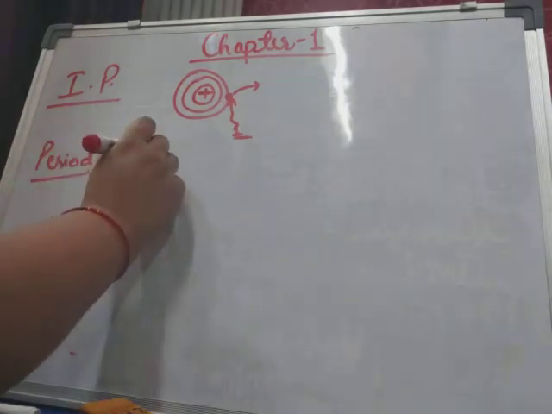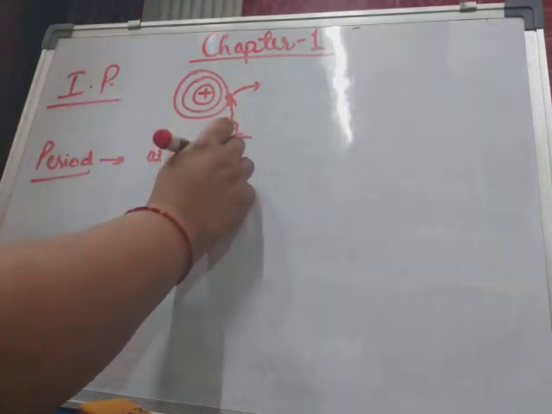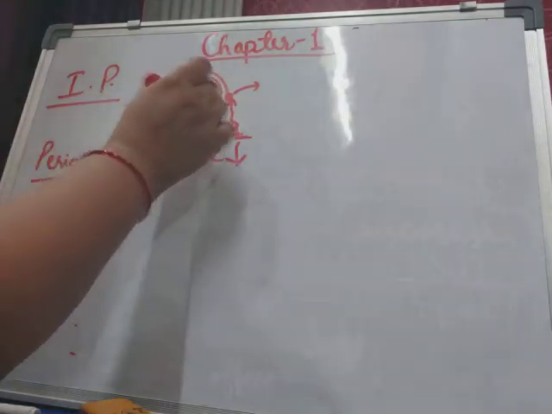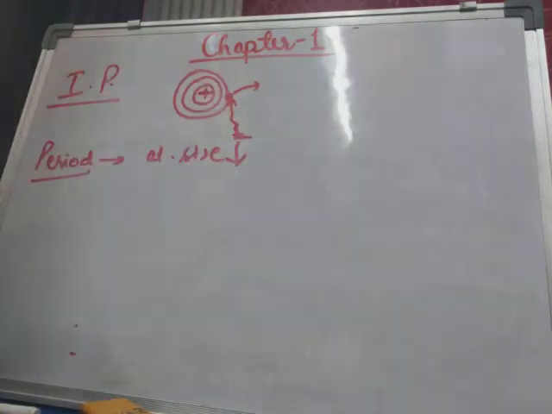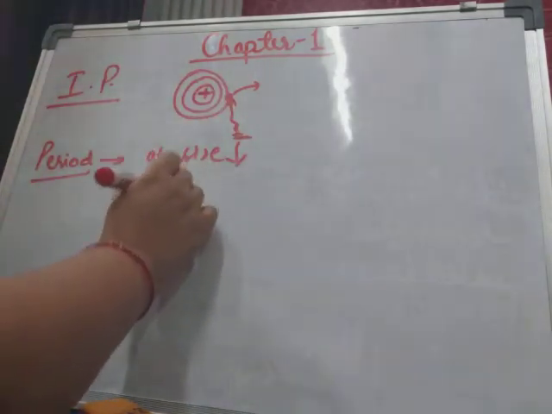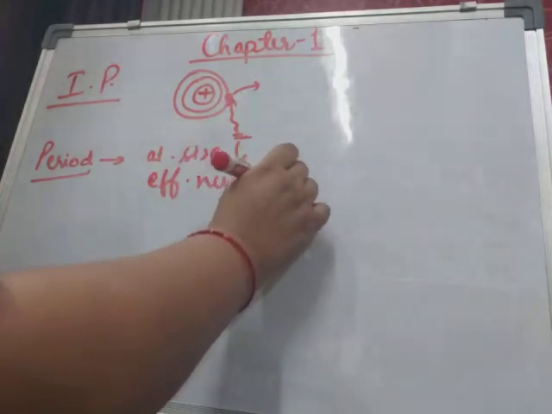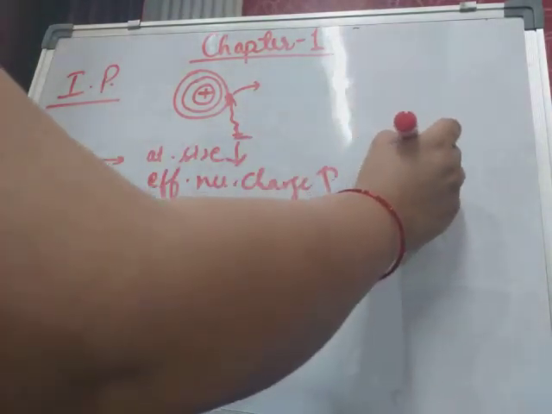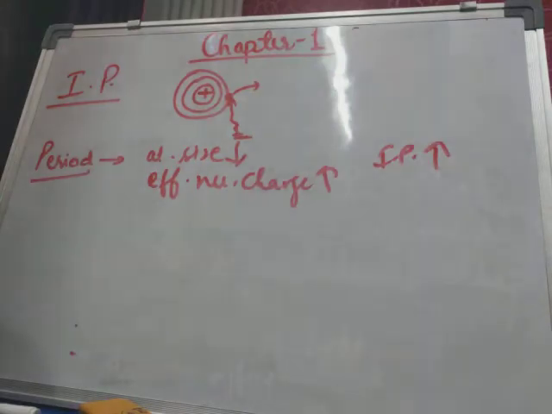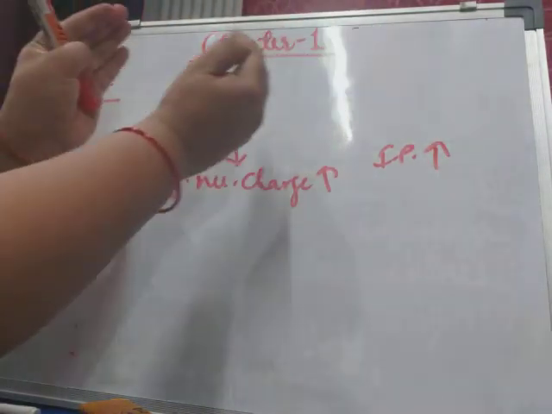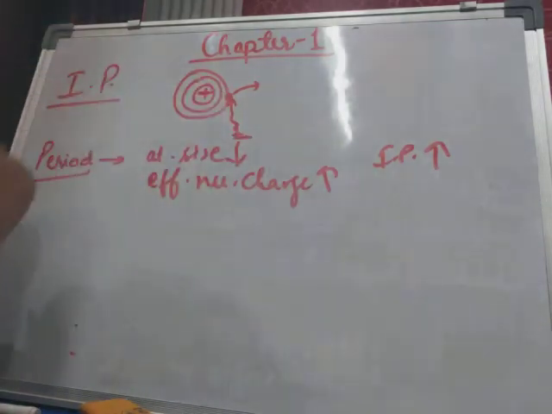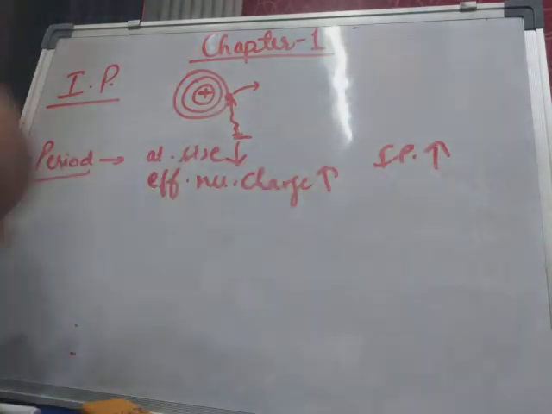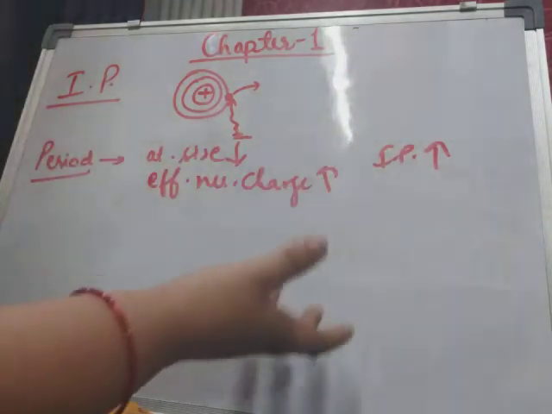So if we are moving in a period from left to right, atomic size is decreasing. If atomic size is decreasing, it means effective nuclear charge will increase from left to right, and it means ionization potential will also increase. Because now the atomic size is smaller, the nucleus will more strongly attract its electron towards itself, and more energy will be required to remove that electron from the outermost shell of an atom.